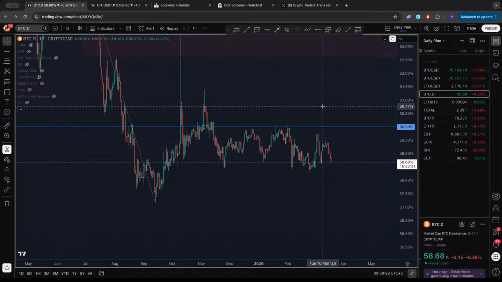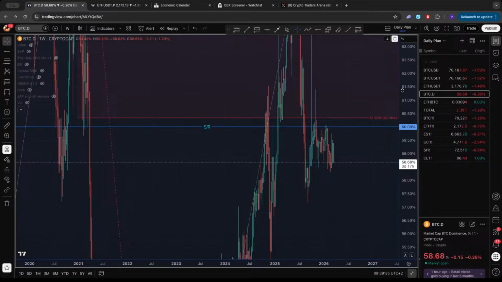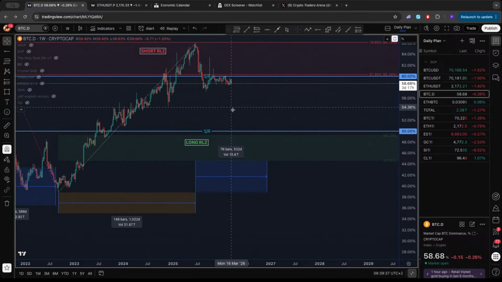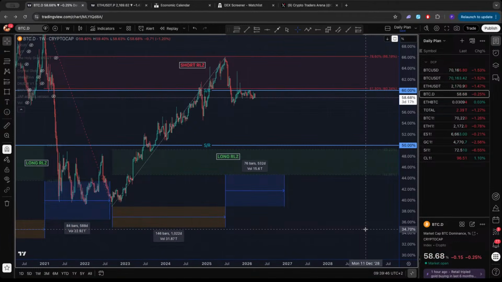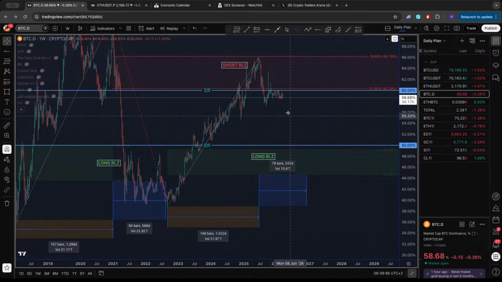Let's wait as much as we need, because if I zoom out on weekly, you know that I'm waiting for the dominance at some point in time to go to 50% and lower. Okay? And it's time to dump, because in this year I want to see it here.